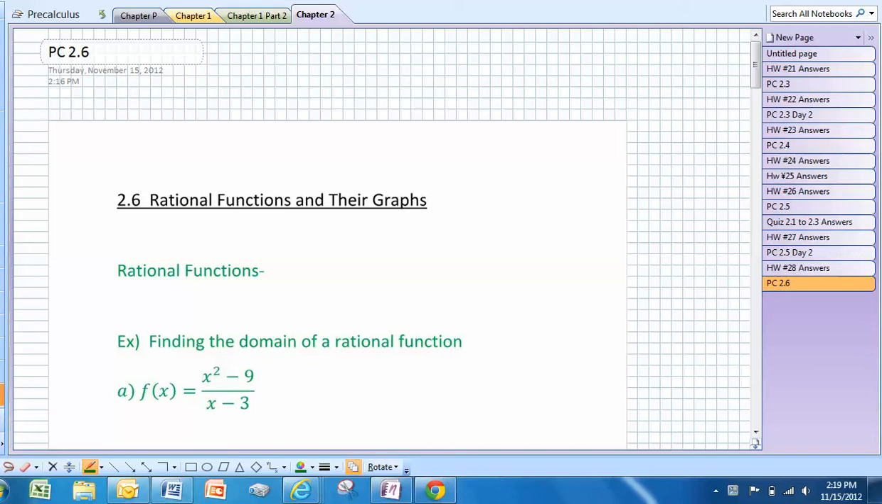Welcome to tonight's video on section 2.6, talking about rational functions and how to graph rational functions. Remember, a rational function is the quotient of two polynomials.